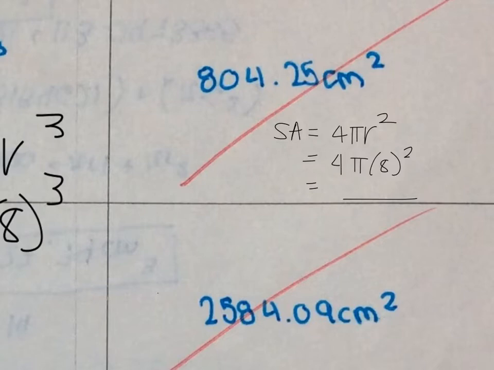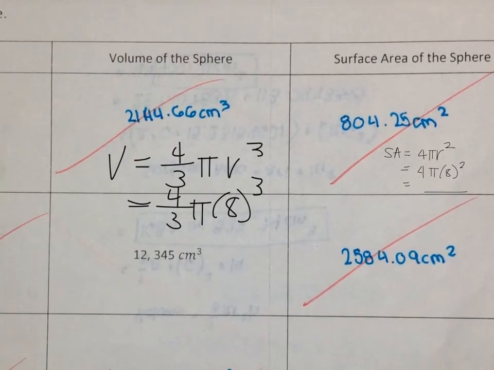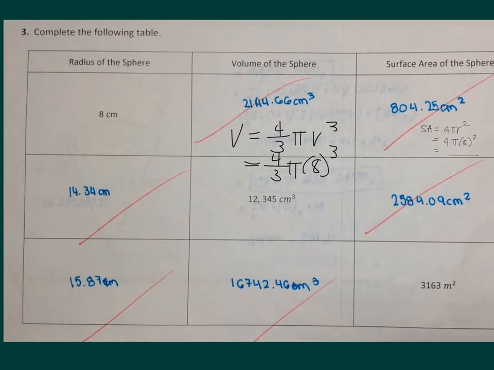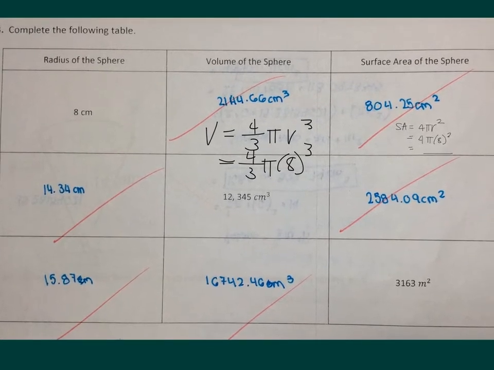Just to validate the answer, it should be about 804.2477, which is 804.25 cm squared. Okay, so that's how you do it. And then let's go to the next. This time you are given the volume, and you have to find the surface area and the radius. So it's just the reverse.